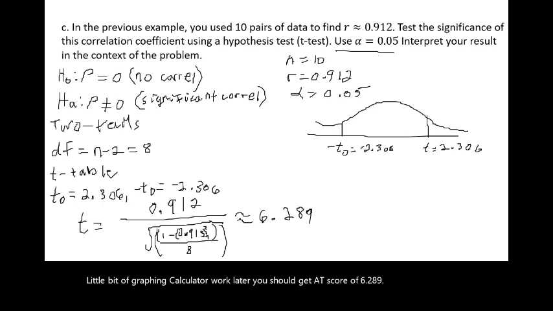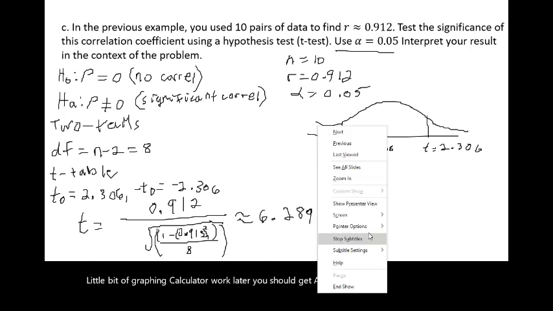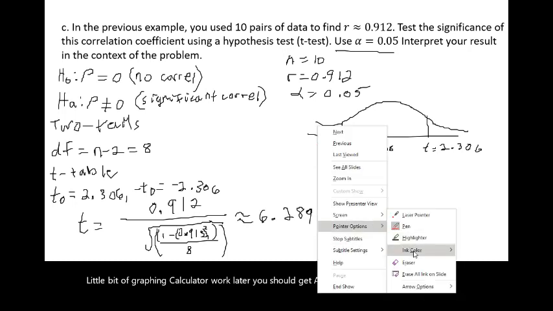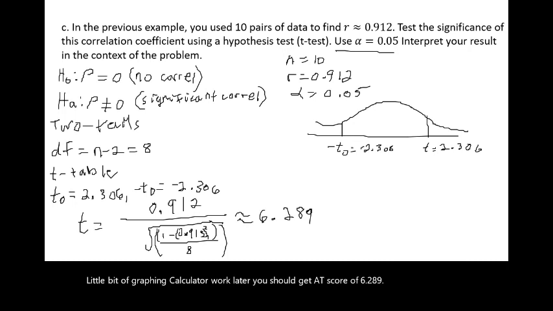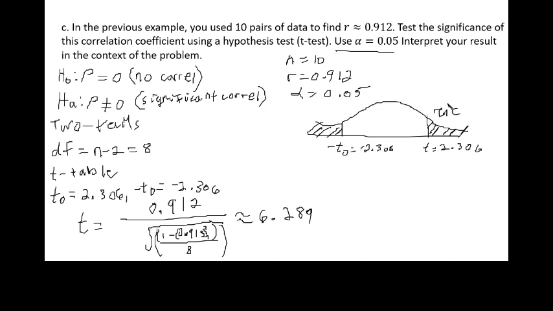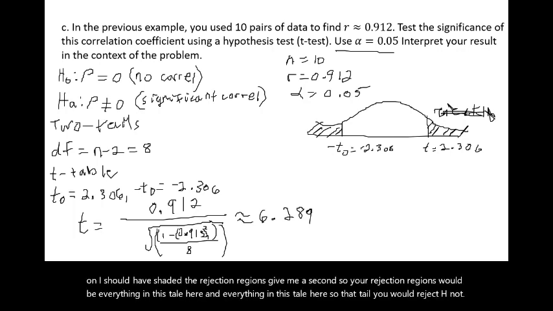So then what you're going to do is plot this on your distribution. Hold on, I should have shaded the rejection regions. Give me a second. So your rejection regions would be everything in this tail here and everything in this tail here. So in those tails you would reject H naught. And everything that's not shaded you would fail to reject H naught.